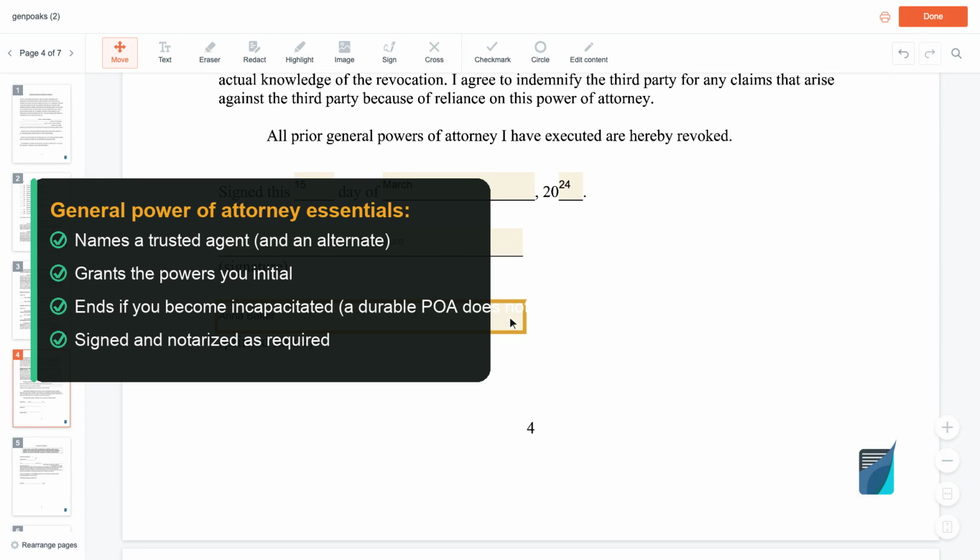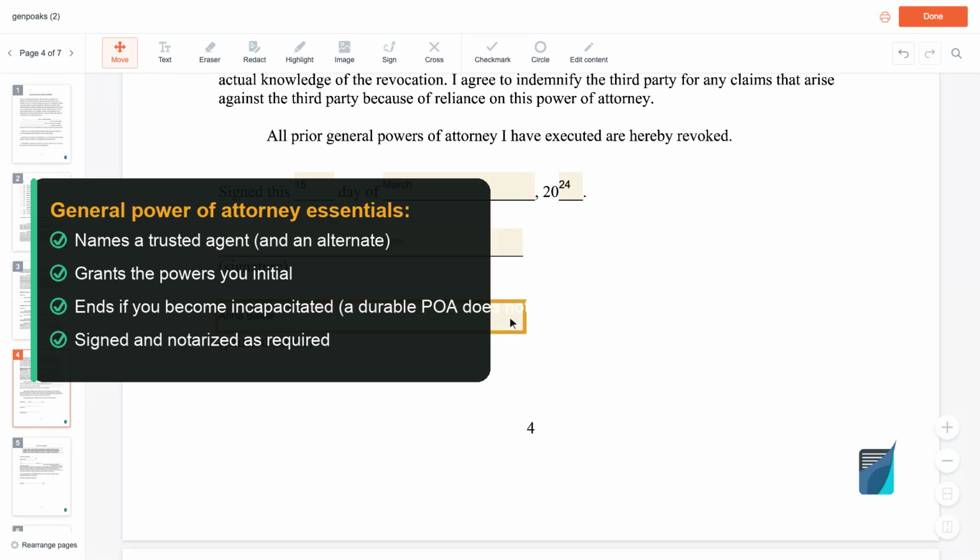Now, what if the principal can't sign it themselves? The power of attorney may actually be signed by an adult designee of the principal, but there are specific conditions. This has to happen in the presence of the principal, and it must be at the specific direction of the principal, expressed in the presence of a notary public. So the notary needs to be right there for that direction to count.